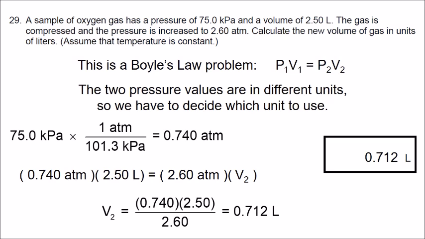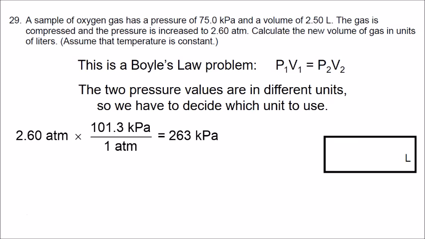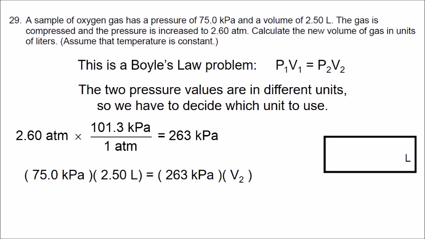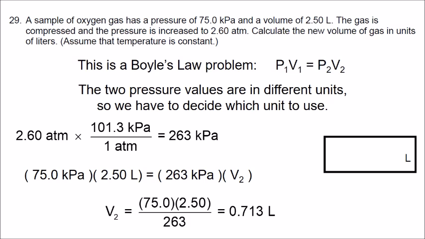Now, if you're concerned that you did it differently because you chose kilopascals, it would look something like this. Let's convert 2.60 atmospheres into kilopascals. So now we have 263. We're still going to do P times V equals P times V. The new volume would be 75 times 2.5 divided by 263. And we get an answer that's pretty close to what we had earlier, just based on rounding. So 0.712 or 0.713 would both be correct.